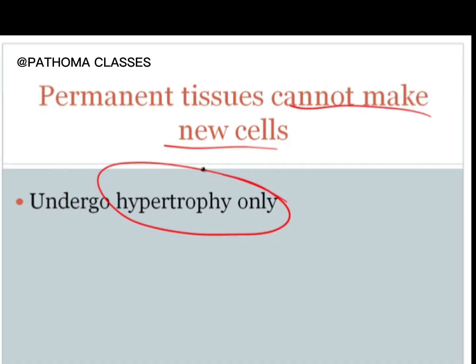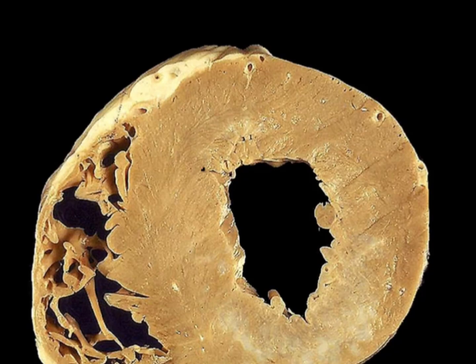The first of the permanent tissues are cardiac myocytes. The second permanent tissue is skeletal muscle. And the third permanent tissue is nerve. These 3 tissues, cardiac muscle, skeletal muscle, and nerve, cannot make new cells and therefore will undergo hypertrophy only and cannot undergo hyperplasia. Here's a classic picture that likes to show up on exams.